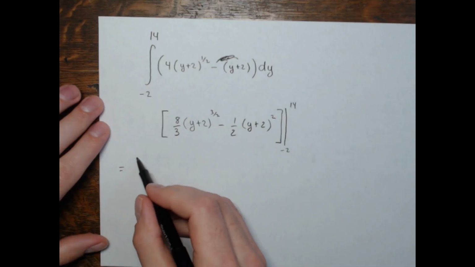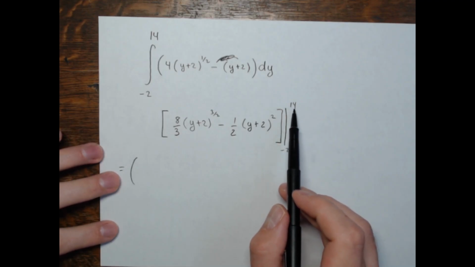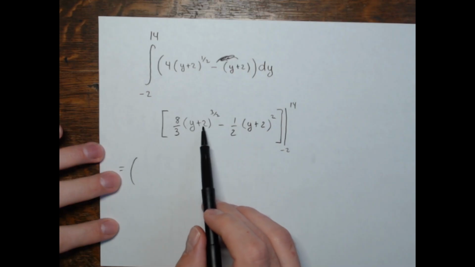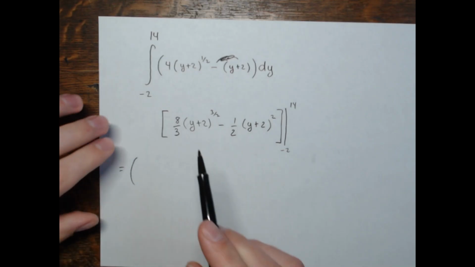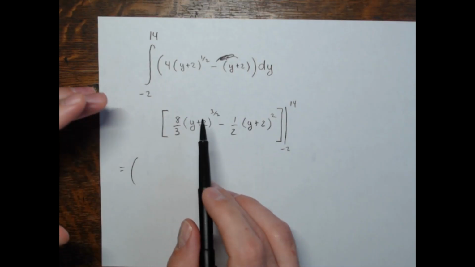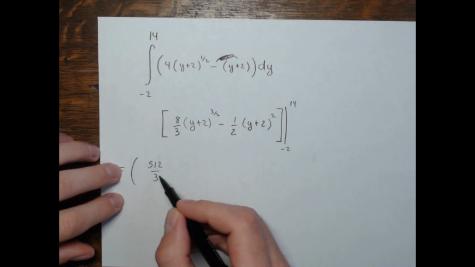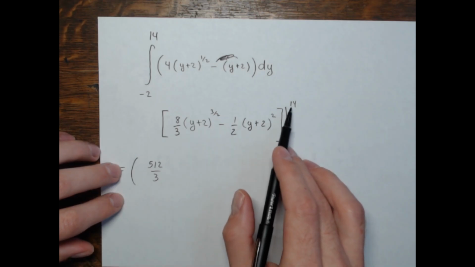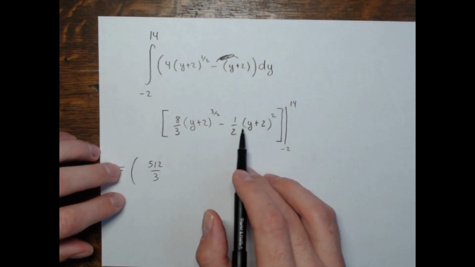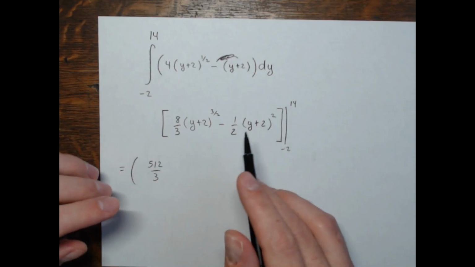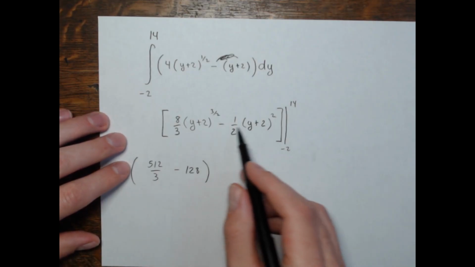Now, when I plug in 14, oh, this ends up being nice, actually. When I plug in 14, this is 16 to the 3 halves, which is 64, right? Square root of 16 is 4, cubed is 64. And 8 times 64 is 512, so this is 512 thirds minus, and then 16 squared. 16 times 16, but half of 16 is 8. That's 8 times 16, which is 128, minus 128. And then when I plug in negative 2, they're both 0.